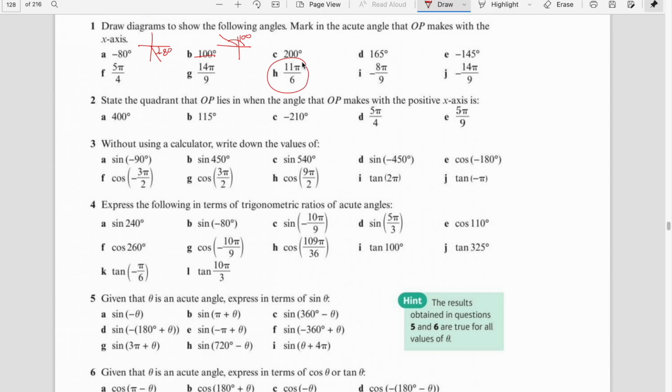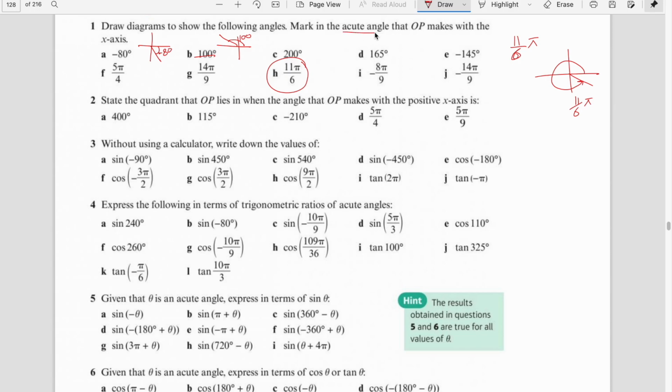Let's try this H part. That is 11 by 6 pi. I'm checking what 11 by 6 makes. 11 by 6 is about 1.8 pi, and the complete circle is 2 pi. So it led me here, in the fourth quadrant. And this is 11 by 6 pi.